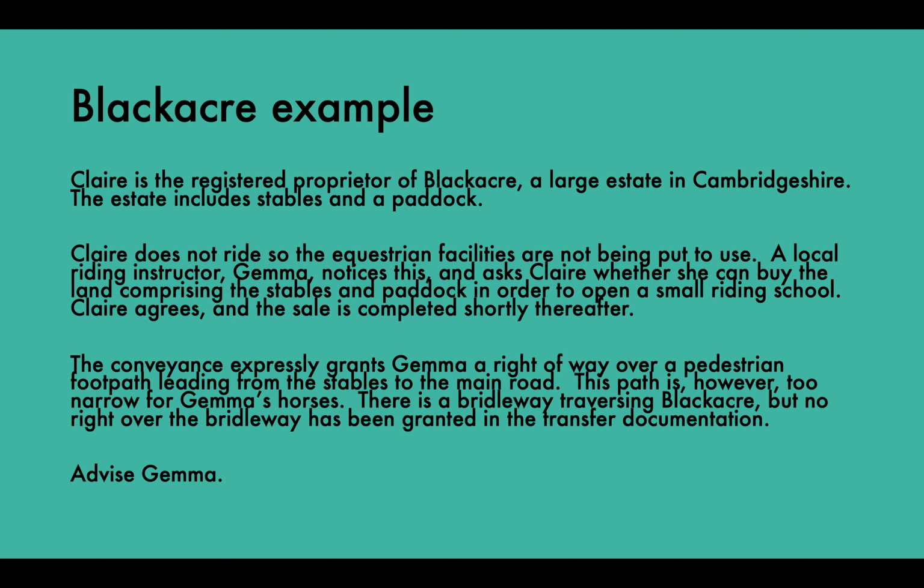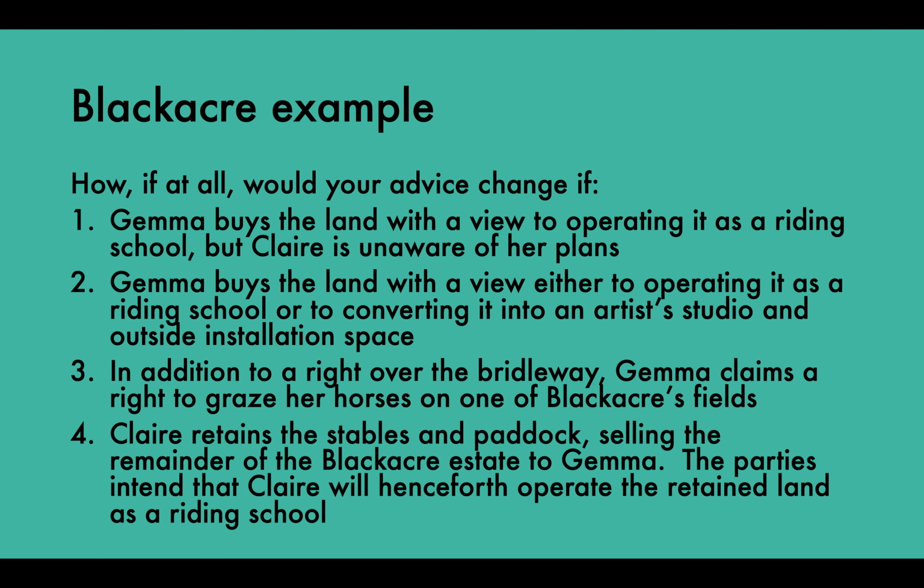Okay, but how would our advice change if Gemma buys the land with a view to operating it as a riding school, but Clare is unaware of her plans? We need a common intention that the land be used in a particular way, and in this sort of scenario there would be no common intention, so the prerequisites are not satisfied and no easement will be implied.